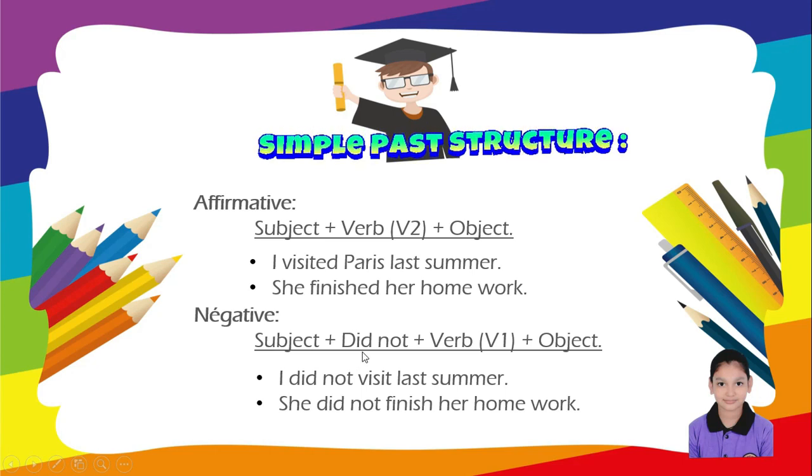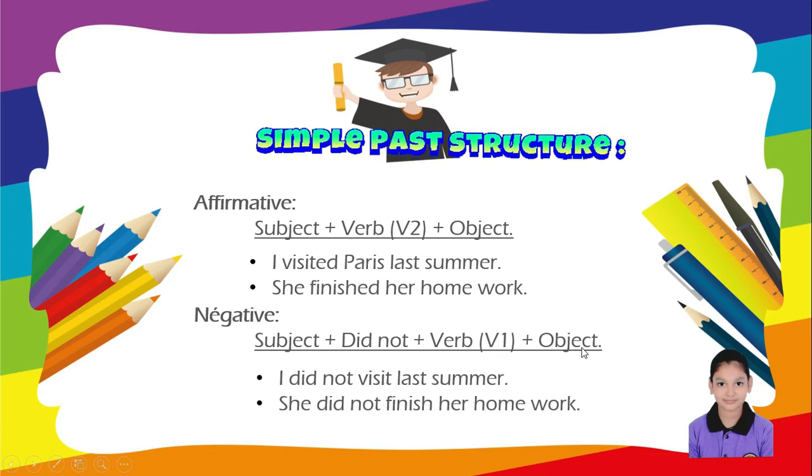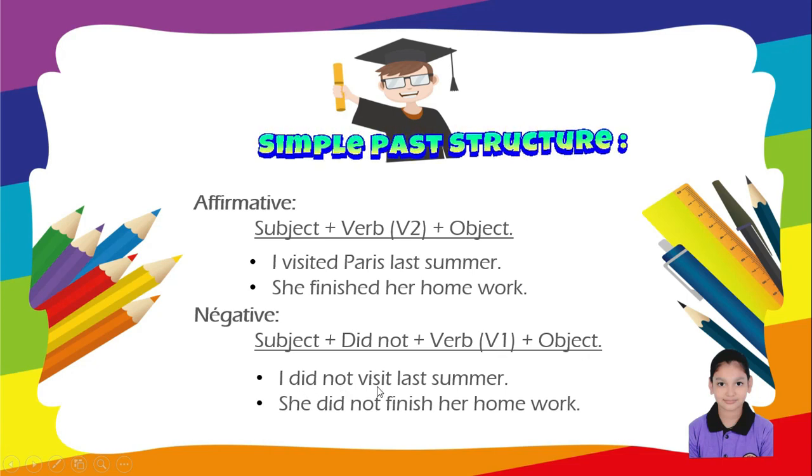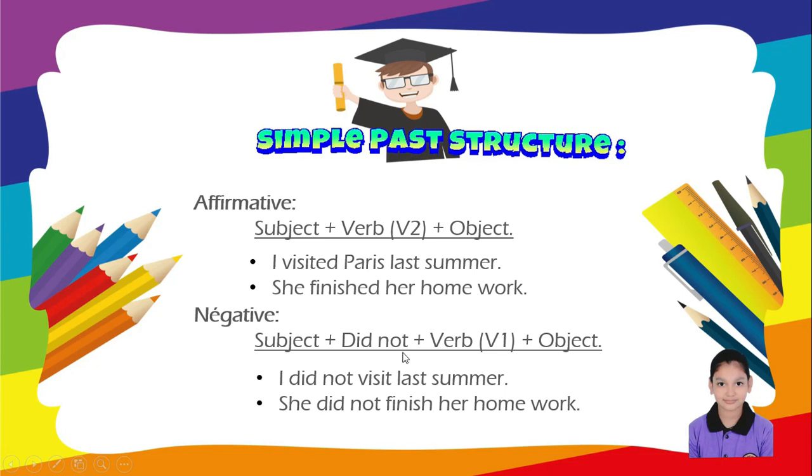Negative. Subject plus did not plus verb first form plus object. I did not visit Paris last summer. She did not finish her homework. When we use did, we always use verb first form.